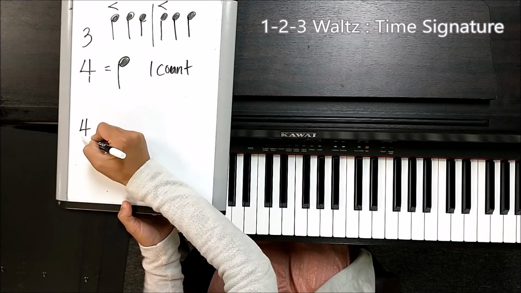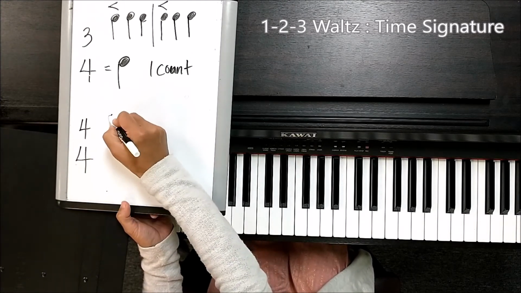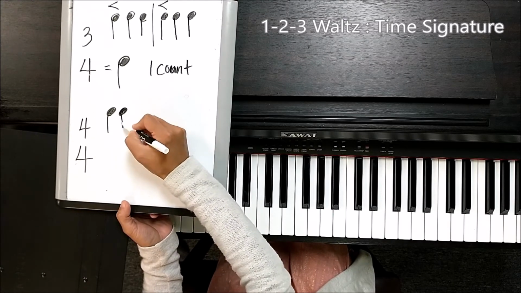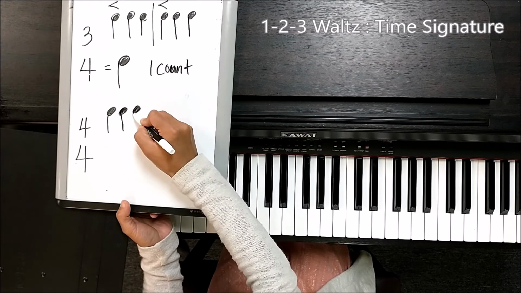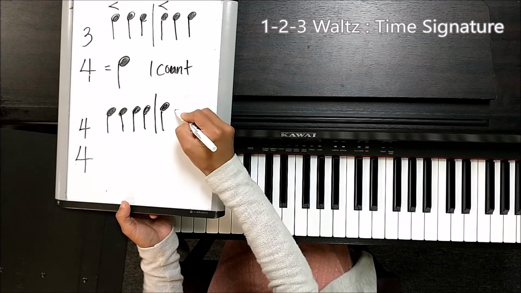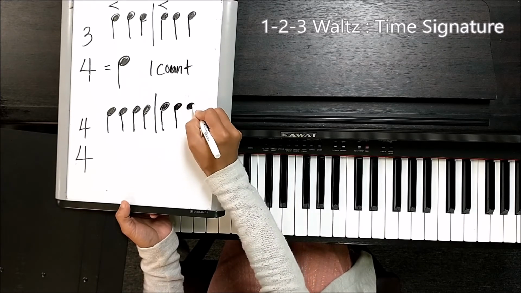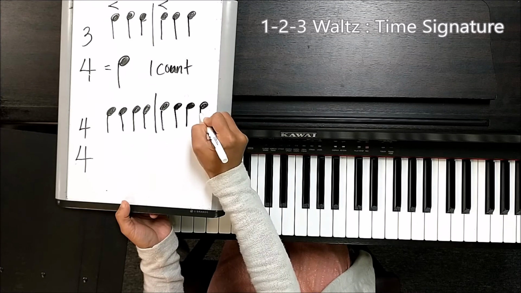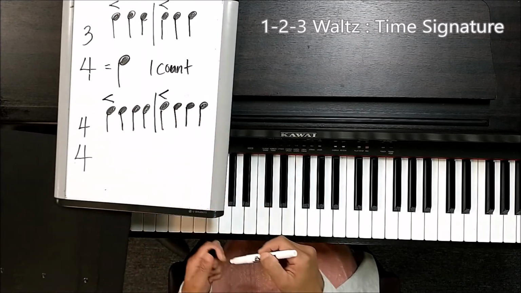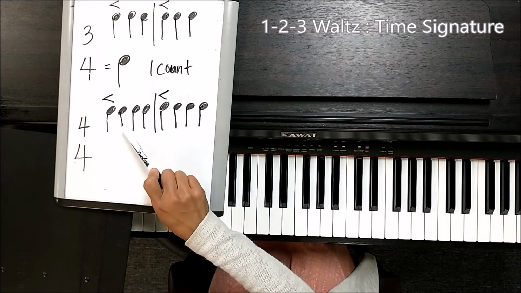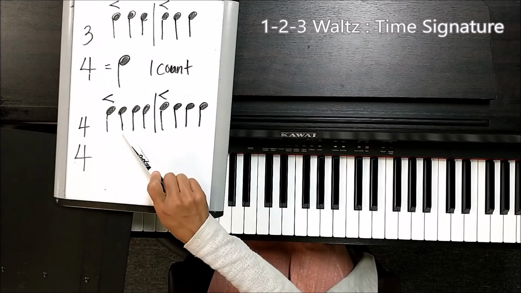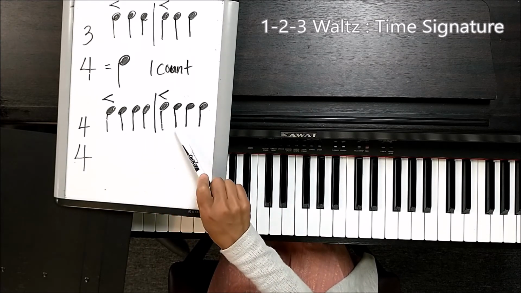If it's 4/4, the top number is 4. That means one measure has 4 counts. And again, the first beat of every measure is called the downbeat. Downbeat is a little heavier. 1, 2, 3, 4. 1, 2, 3, 4. 1, 2, 3, 4. 1, 2, 3, 4.